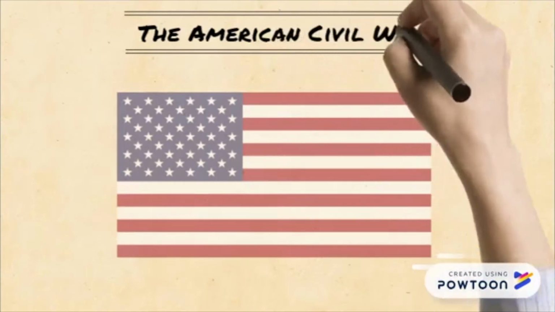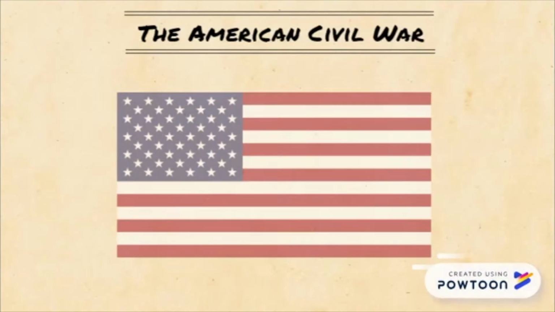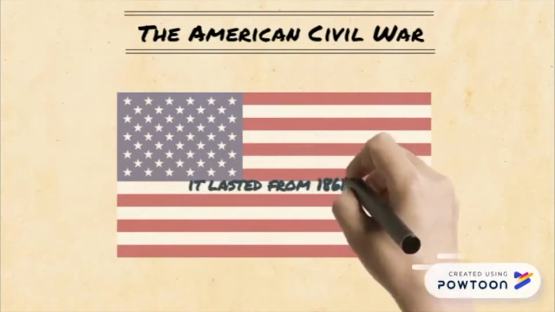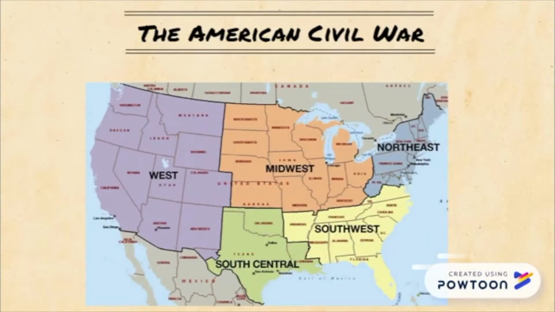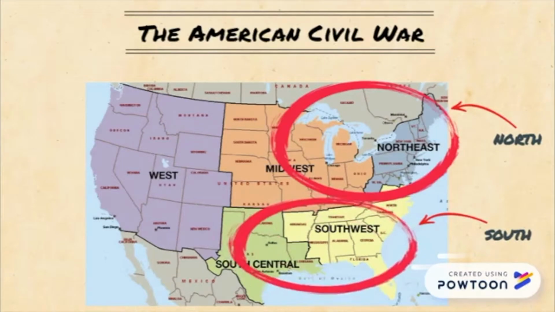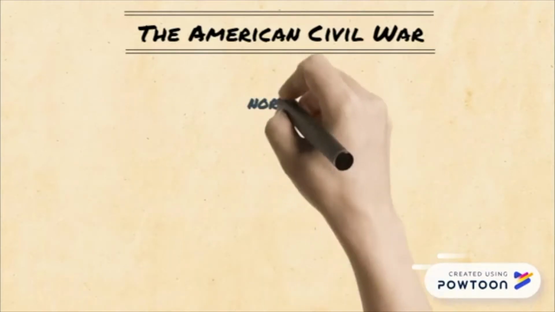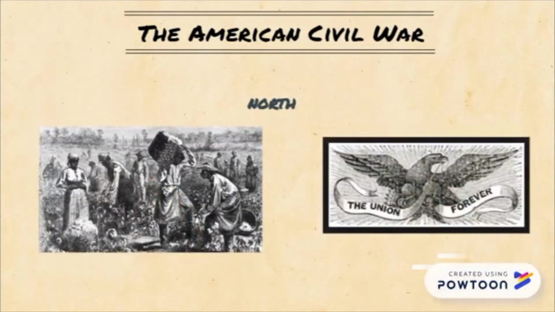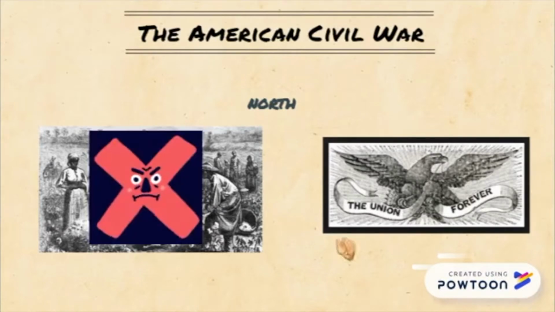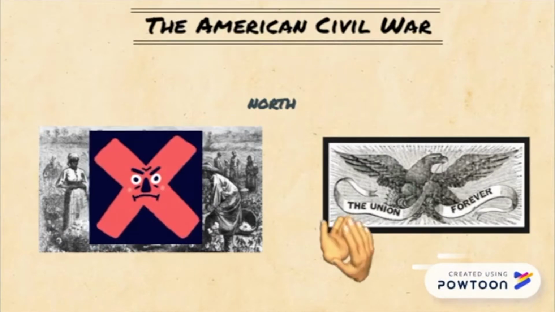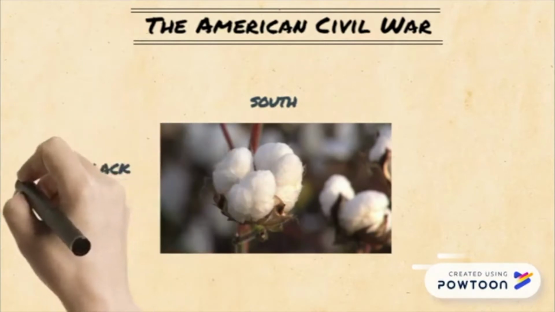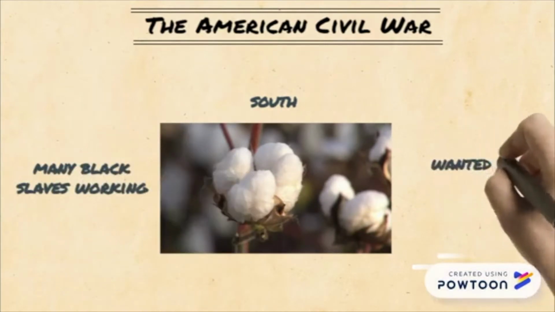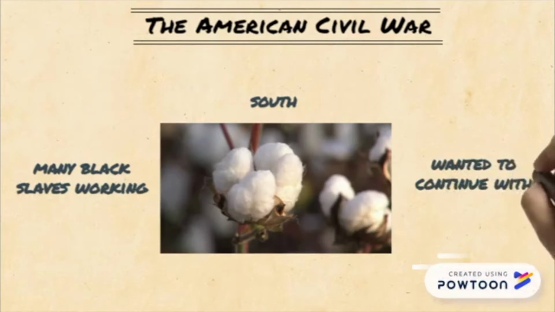The American Civil War was fought in the United States and it lasted from 1861 to 1865. Even from the independence, there were strong differences between North and South. On the one hand, the North was more populated as well as industrialized, and they were against slavery but in favor of preserving the Union. On the other hand, the South, having many black slaves working in the cotton fields, wanted to continue with slavery and to separate from the United States.